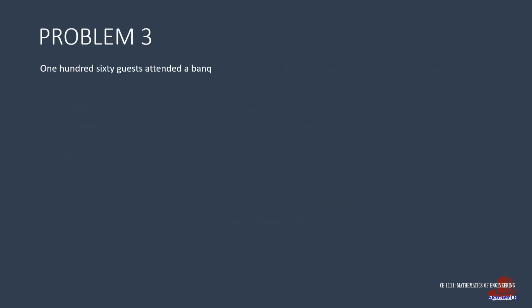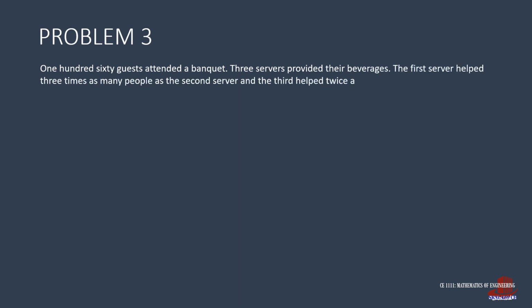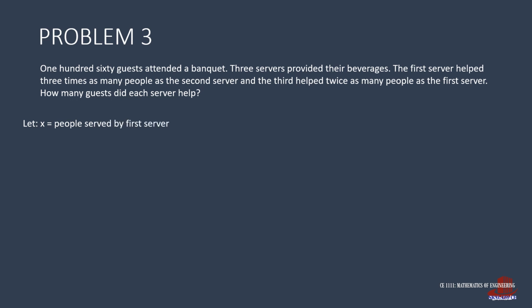For the third problem, 160 guests attended a banquet. 3 servers provided their beverages. The first server helped 3 times as many people as the second server, and the third helped twice as many people as the first server. How many guests did each server help? With 3 unknown variables, X is assigned for the first server, Y for the second, and the third will be Z.